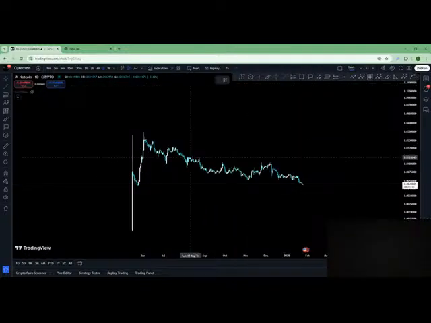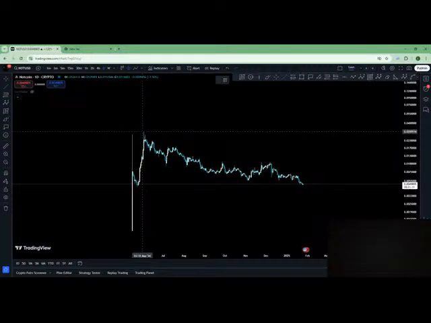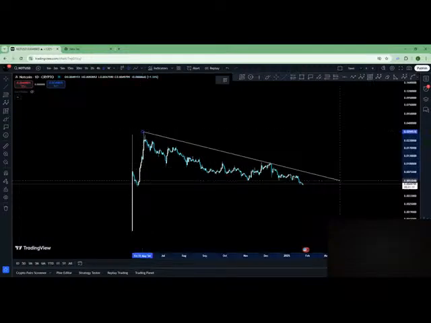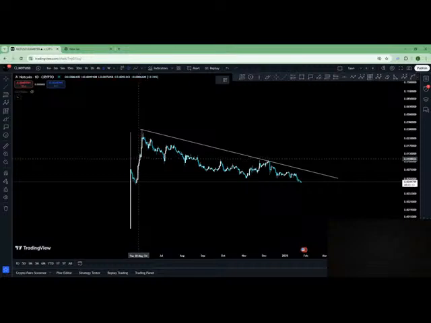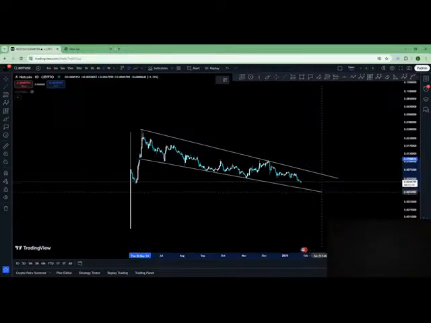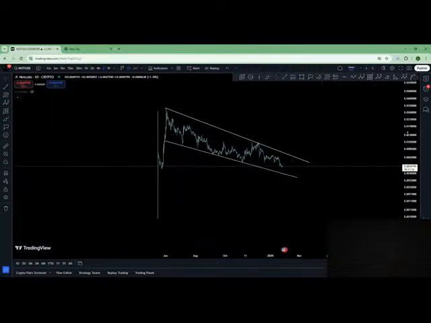Okay, guys, you can see this is impulse one. Now this is going for a correction. See how long the correction has been, from last year May. Still, it is continuing the correction pattern.